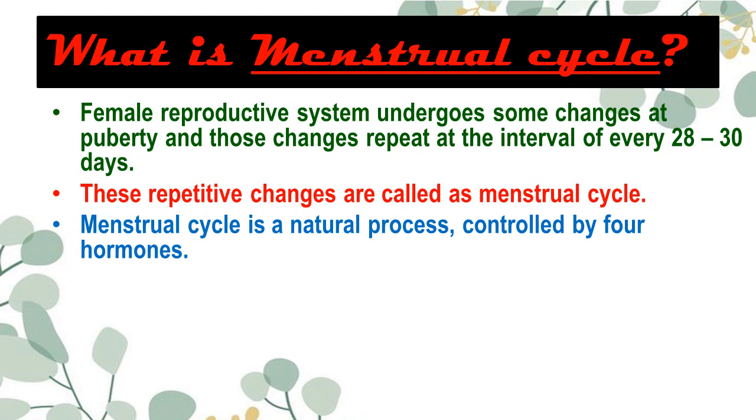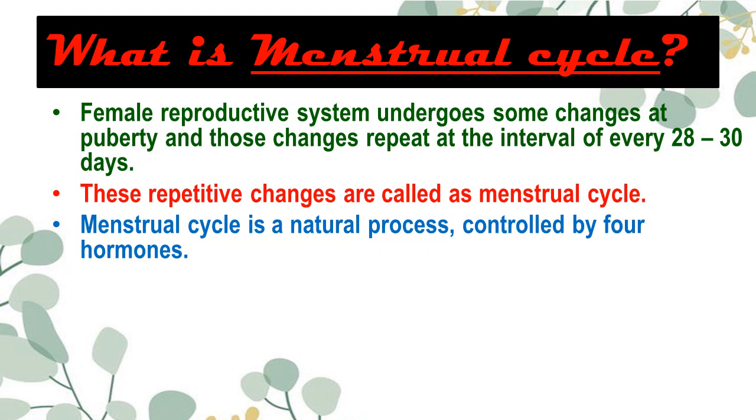We know that in female the 2 hormones are there, that is progesterone and estrogen. We have discussed in our previous video. So these hormones are there in female, responsible for changes in your female body for the sexual maturity.